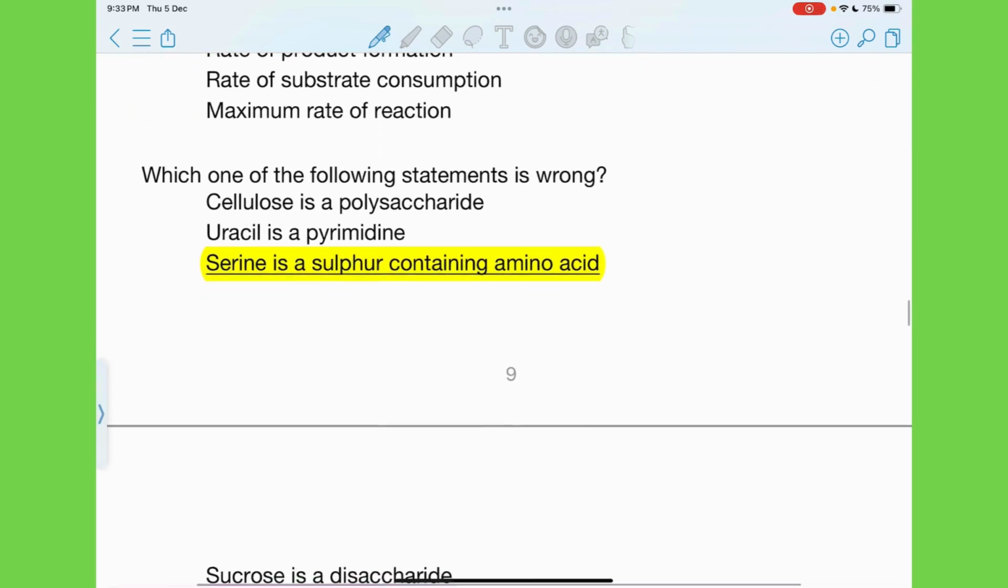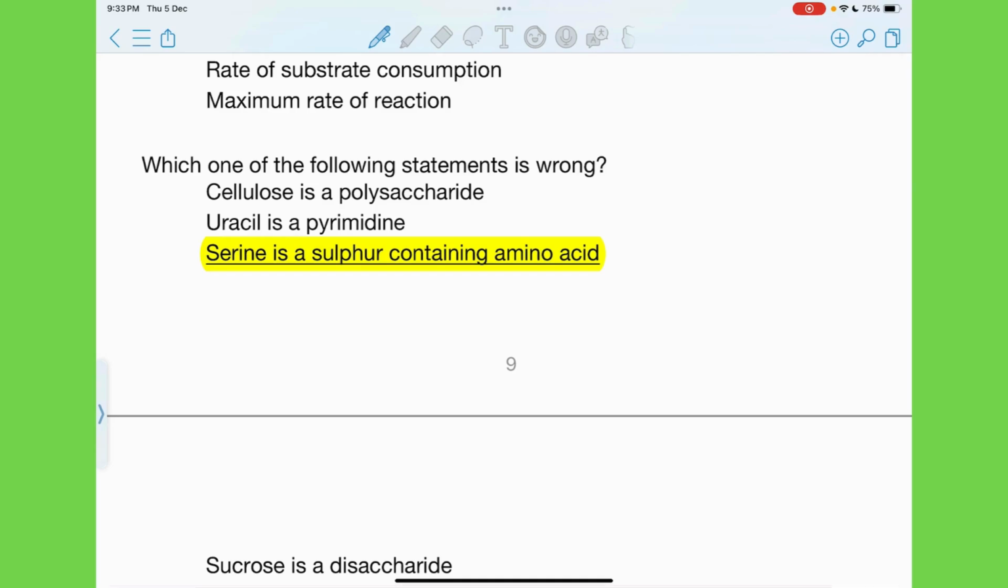Next question says, which one of the following statements is wrong? Cellulose is a polysaccharide? Yes, true. Uracil is a pyrimidine? Yes.